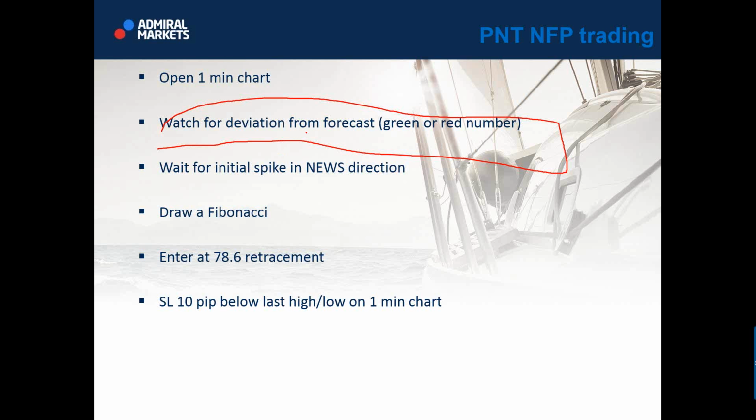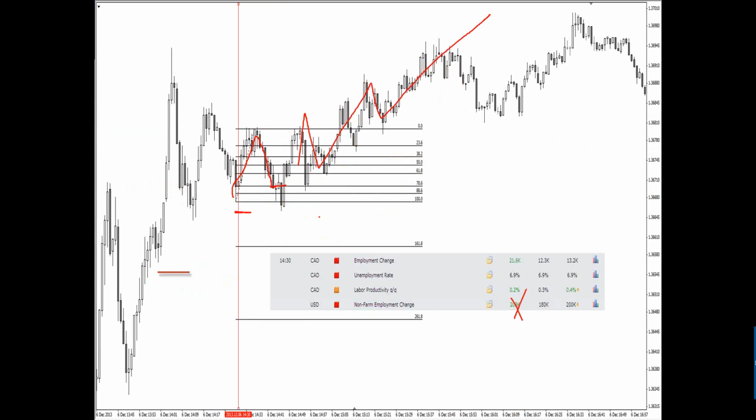This is good risk to reward if trading goes in your direction. It's 10 pips below the last high or low. So in this example, this should be 10 pips below it. Okay? And look, 78.6 entry. So you need to wait for a deeper retracement before you make an entry. Okay?